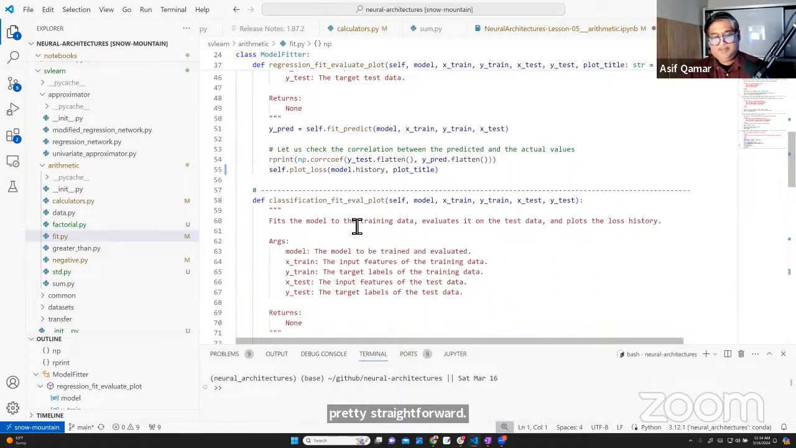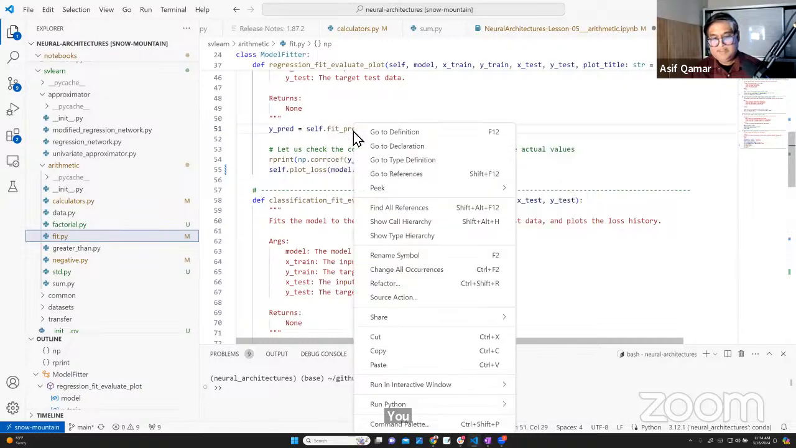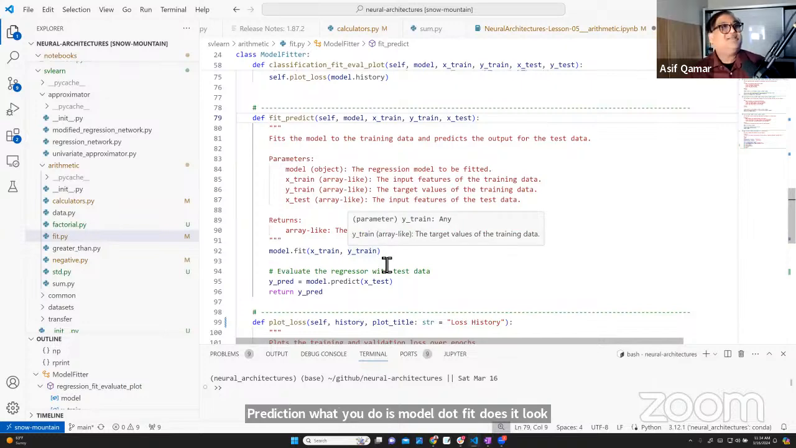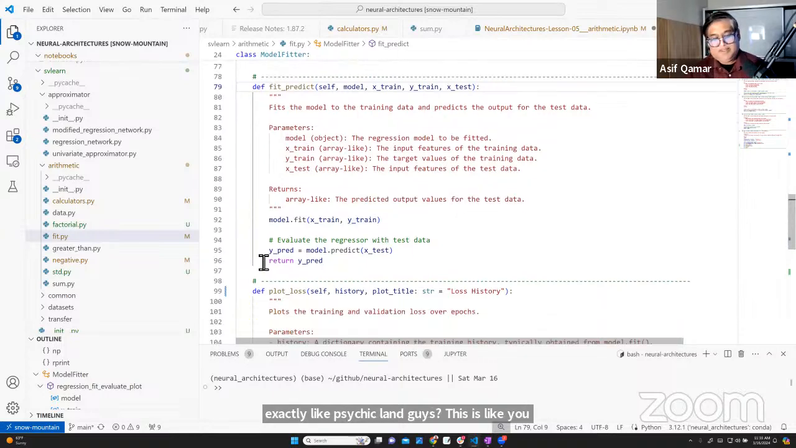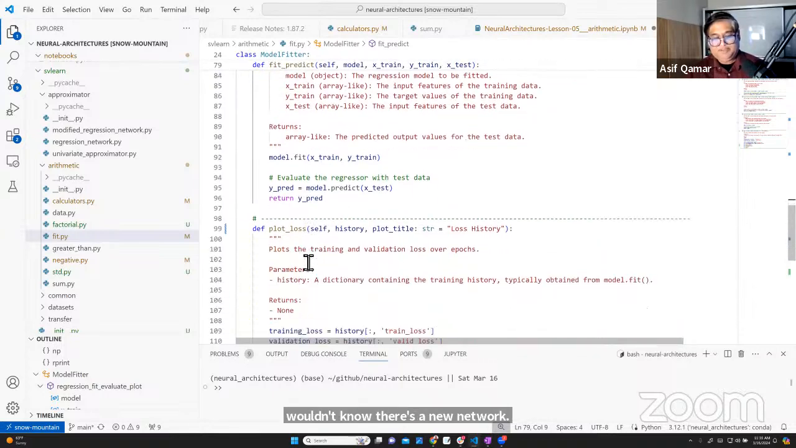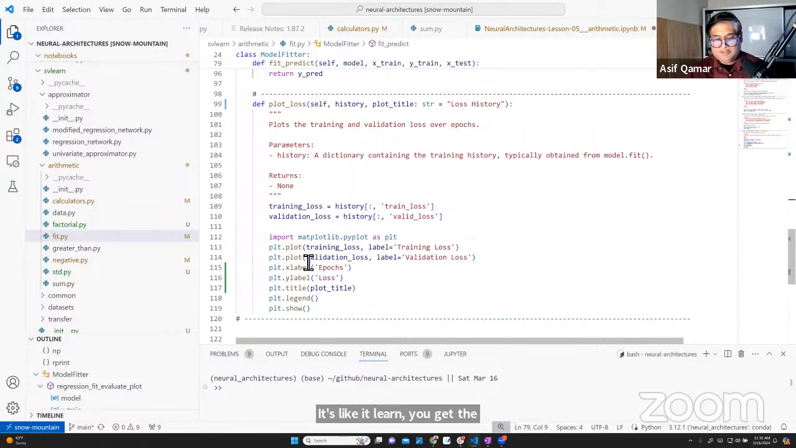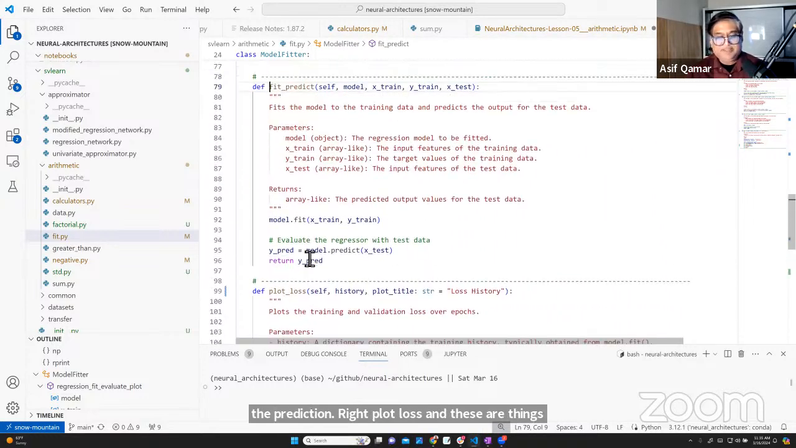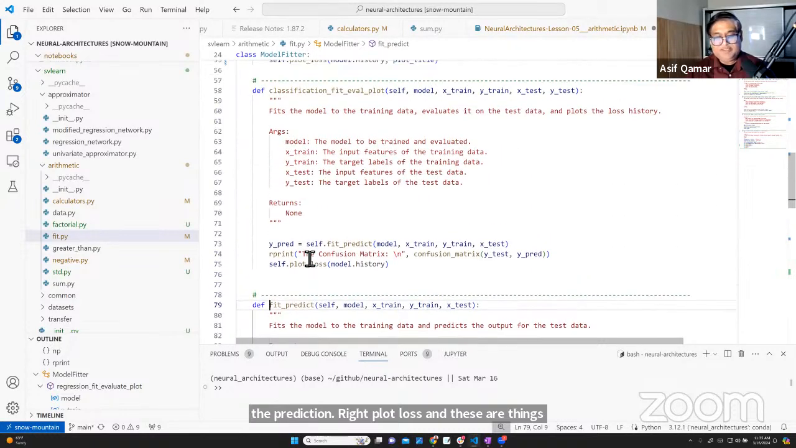So let's say that you go into fit, prediction. What you do is model.fit. Does it look exactly like scikit-learn, guys? This is scikit. You wouldn't know there's a neural network. Scikit-learn, you get the prediction, you return the prediction, right? Plot loss, and these are things that I trust you can review and read on your own. There are no mysteries here.